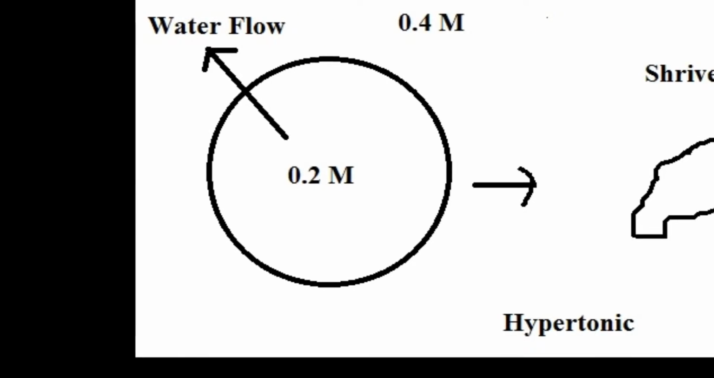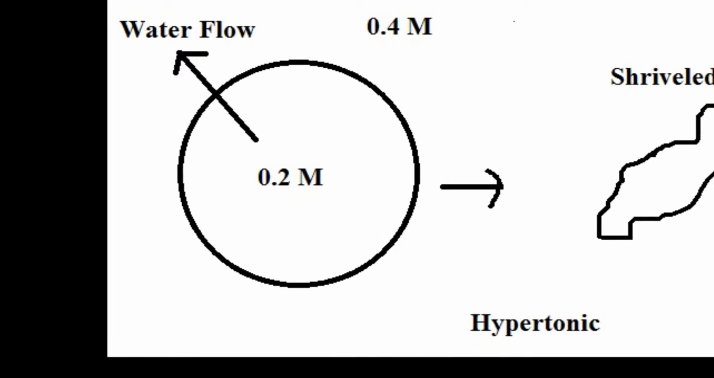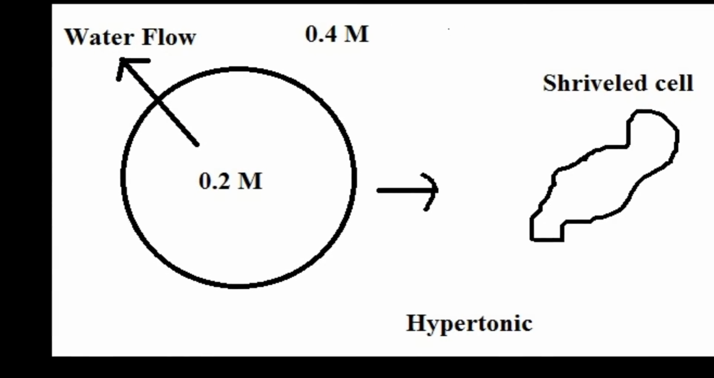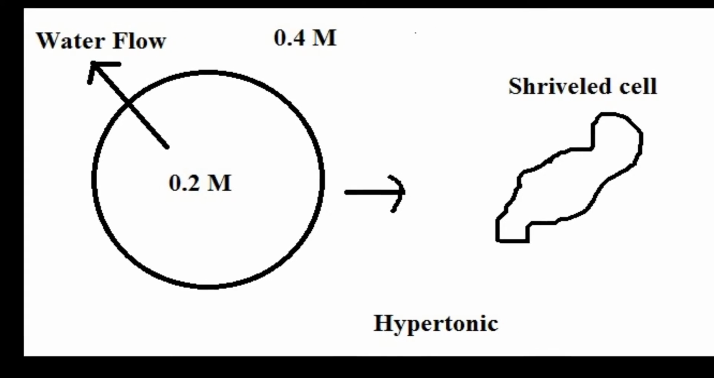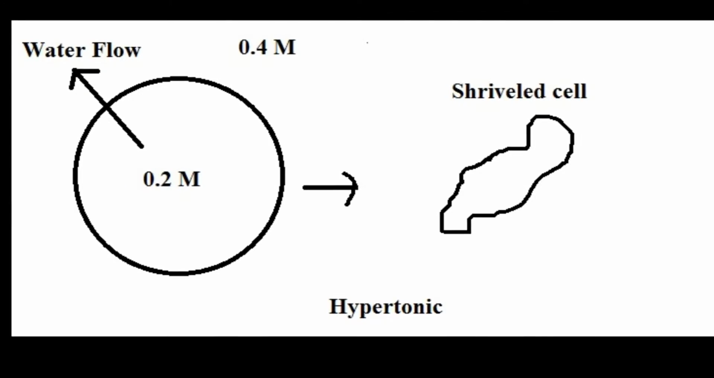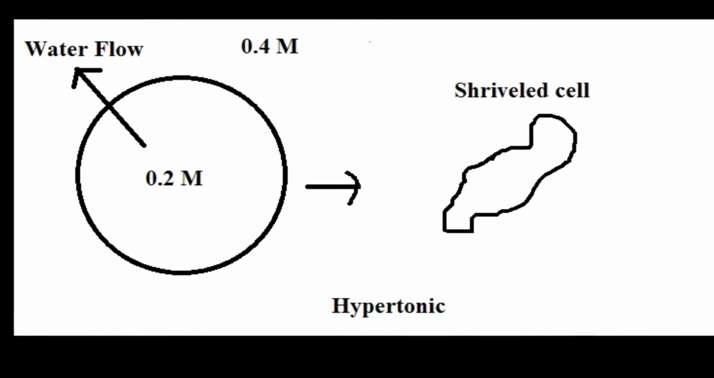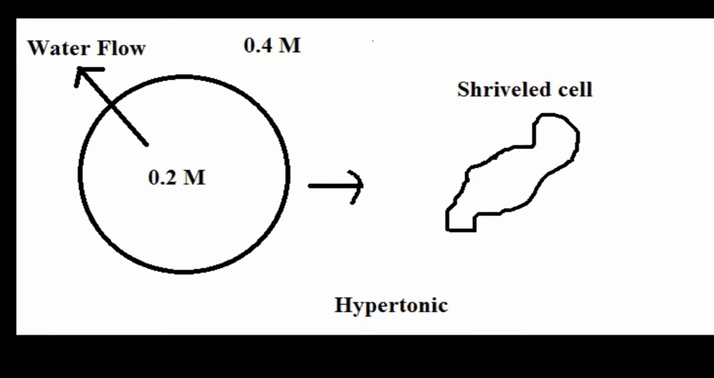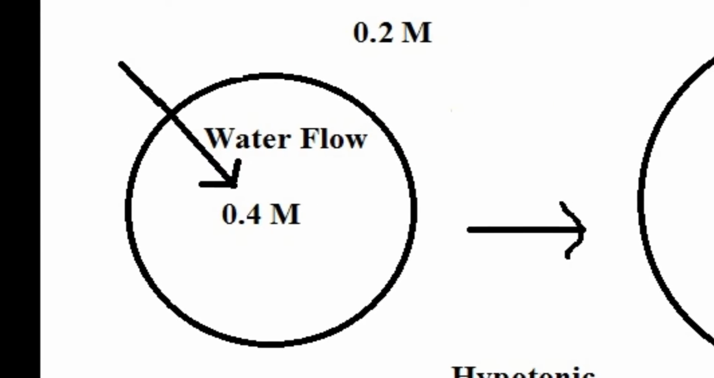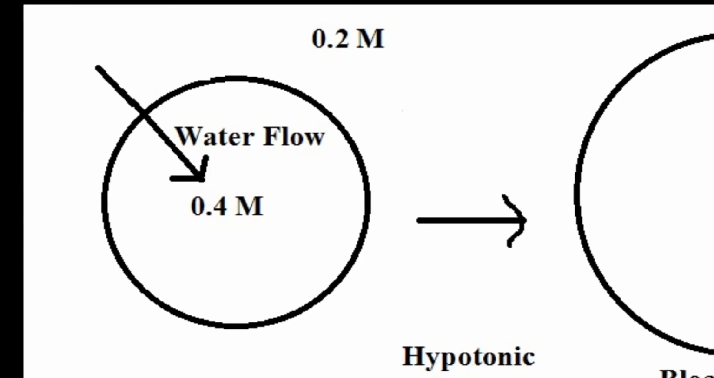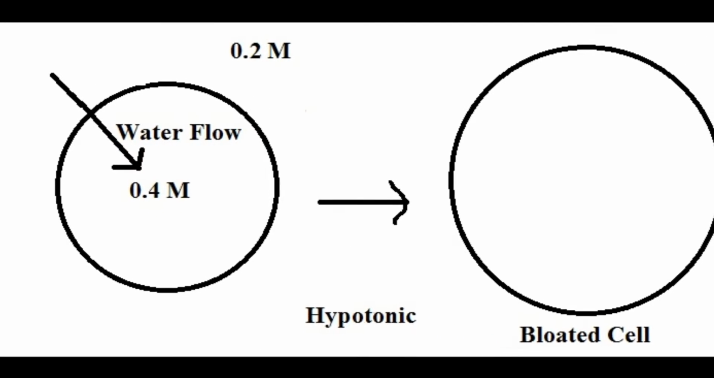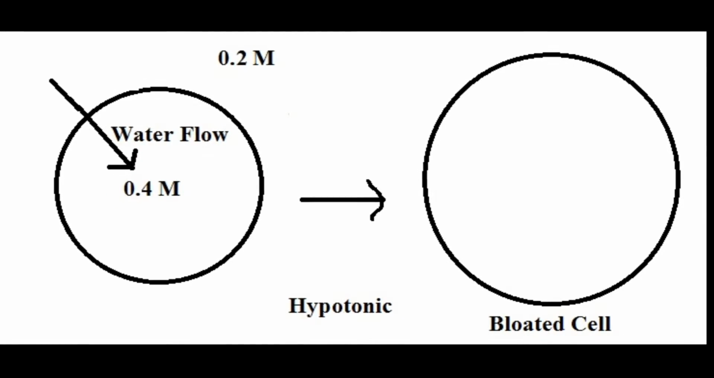For instance, say we have a solution of 0.4 molarity on the outside of the cell and a 0.2 molarity solution on the inside of the cell. As we have learned, water should flow from the inside of the cell to the outside because the outside of the cell is hypertonic and has the higher concentration of solute. Because water flows out, the cell will shrink. On the contrary, if the solute concentration is 0.2 molar outside the cell and 0.4 molar inside of it, the outside of the cell is hypotonic and water will flow into the cell.